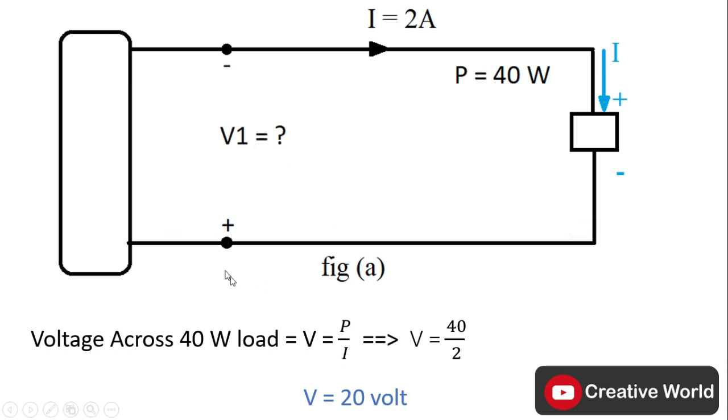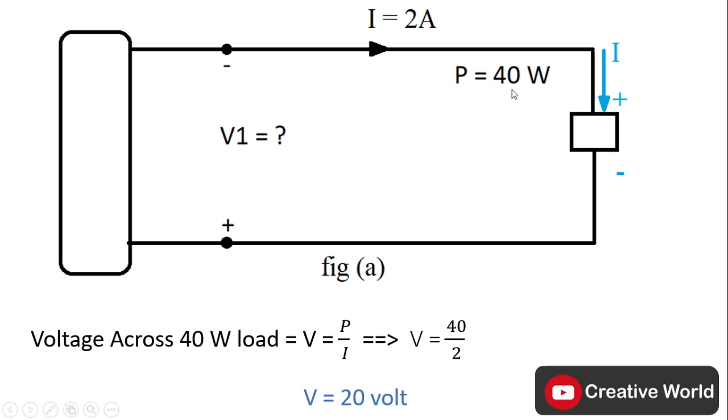So let's begin with figure A. I have sketched the figure A here. We need to find out V1, power is given, current is given. As we are using passive sign convention theory, according to that, if the power is positive, it means we are absorbing the power, and in this manner the current enters at the positive terminal of the load, and if the power is negative, it means we are supplying the power. At that point the current will exit from the positive terminal.